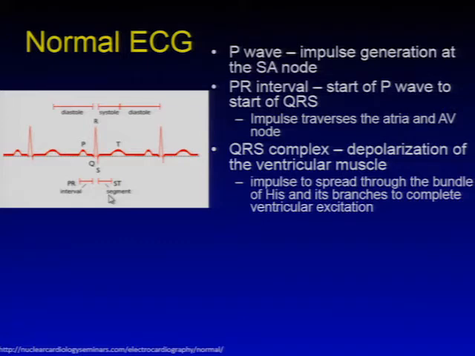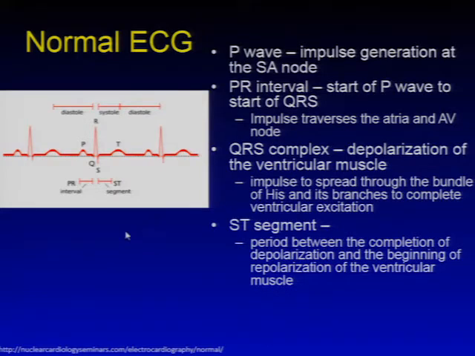The QRS complex then describes depolarization of the ventricular muscle. The impulse spreads down the bundle of His and through the Purkinje fibers as the excitation of the ventricular muscle spreads throughout the entire ventricle. This is known as systole and correlates with the QRS to T complex.